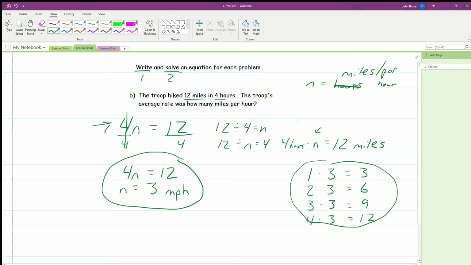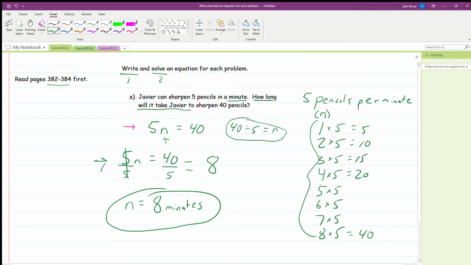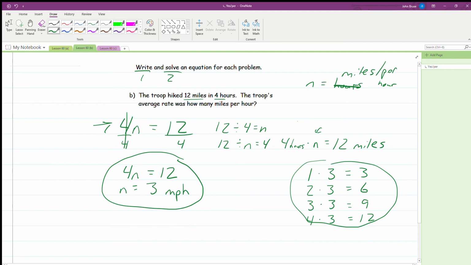All right, so let's go back and see what we did on this last one. I didn't put my equation there in my circled answer, so I'm going to write 5n equals 40. Make sure that we have an equation on all of our parts because it asks for both. So 4n equals 12, n equals 3 miles per hour. And we have one more of these.